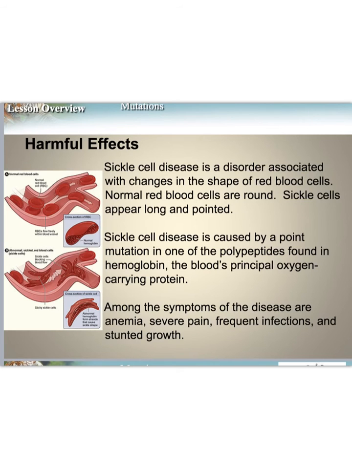Sickle cell disease is a disorder associated with changes in the shape of red blood cells. Normal red blood cells are round. Sickle cells appear long and pointed. Sickle cell disease is caused by a point mutation in one of the polypeptides found in hemoglobin, the blood's principal oxygen-carrying protein. Among the symptoms of the disease are anemia, severe pain, frequent infections, and stunted growth.